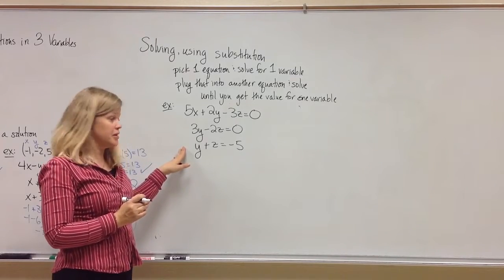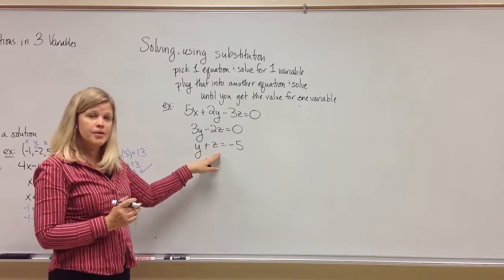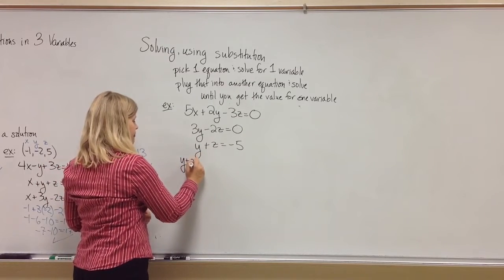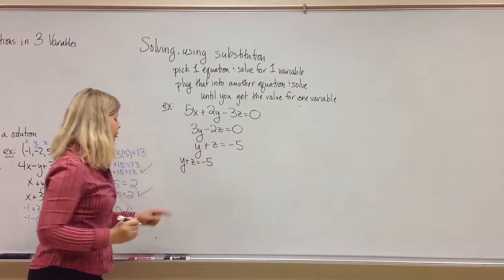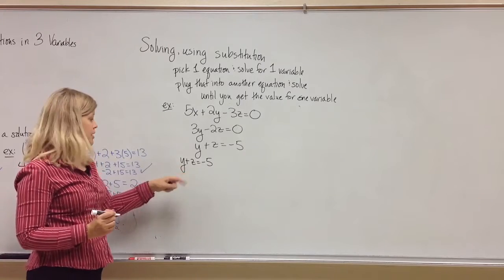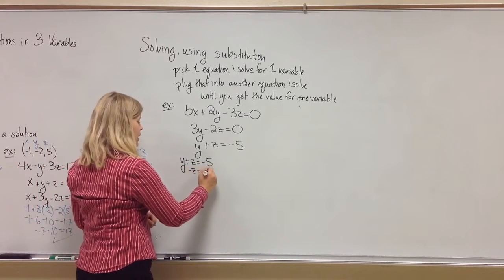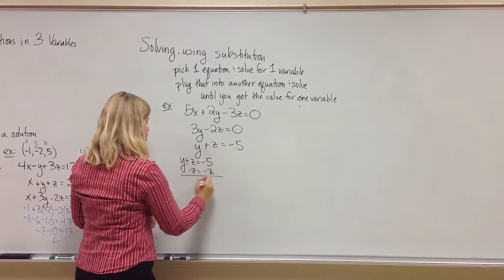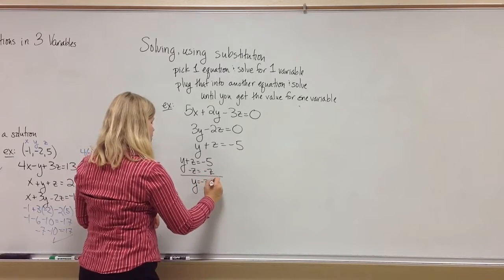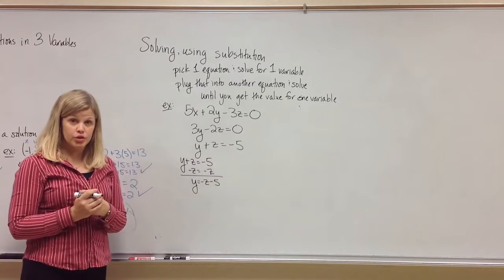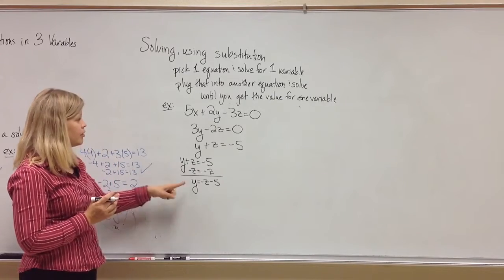Okay? So, let's look here. This one looks pretty easy. It's got a plain y and a plain z. Let's work with it. And let's get the y by itself. How would we get rid of the z? Well, we'd subtract. So we get y equals negative z minus 5. Good so far? Okay, so one variable all by itself.